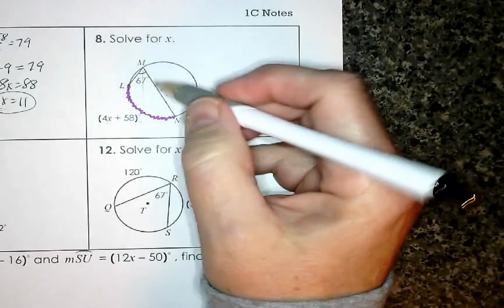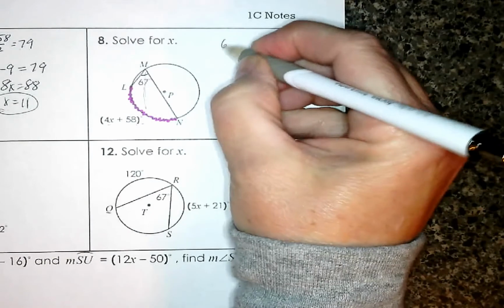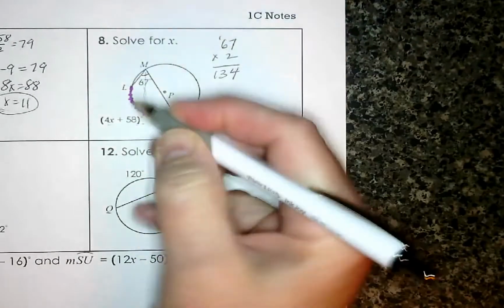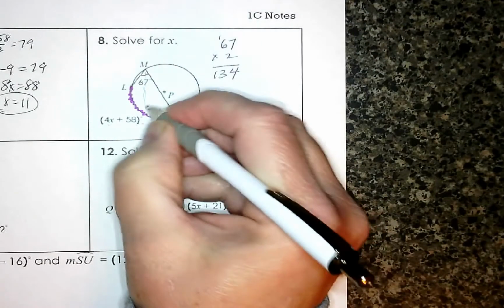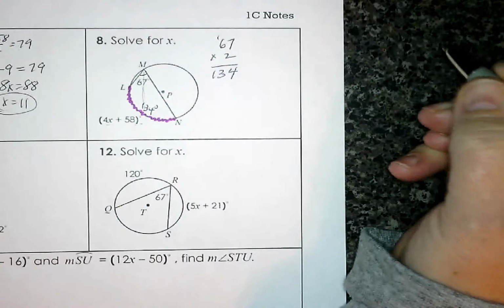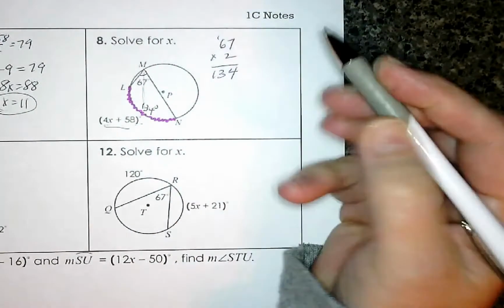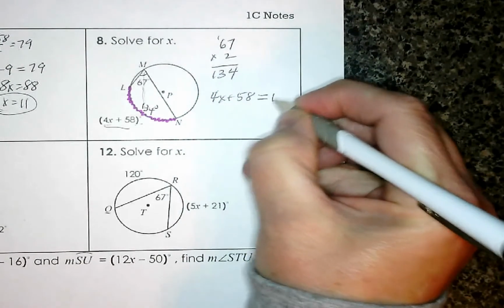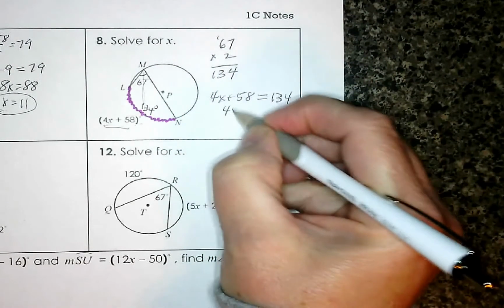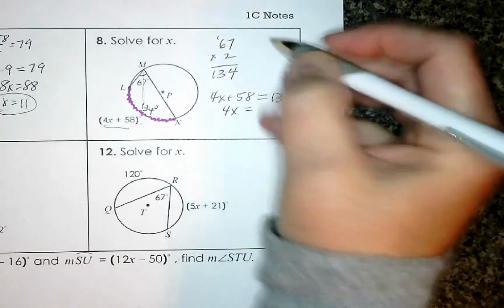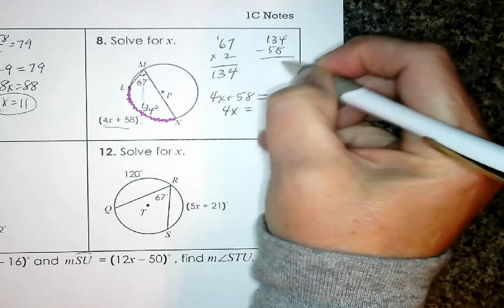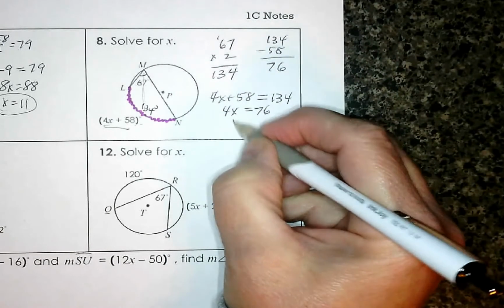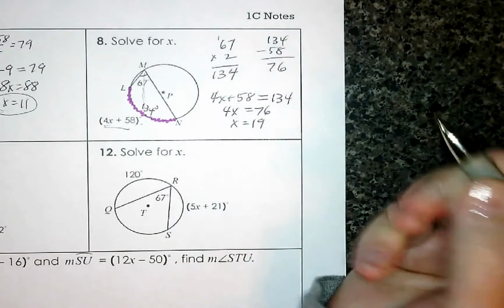Okay, so if I take 67, I'm coming out to the arc, so that's getting bigger, so I'm going to multiply by 2. That means this arc right here is 134 degrees. This expression is the arc. So that expression of 4x plus 58 is going to equal 134. So 4x is going to equal, let's see, do that quick here, 76. X then will equal 19.